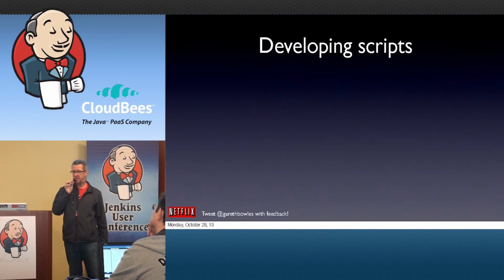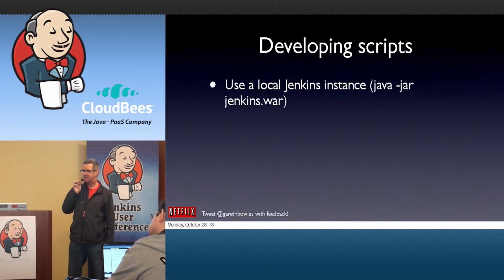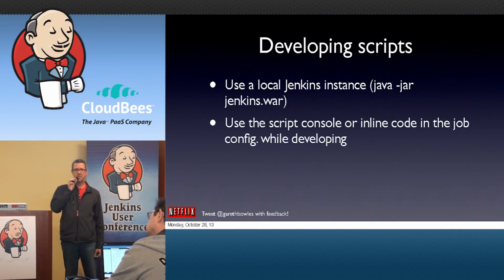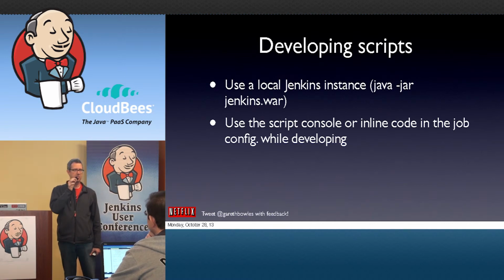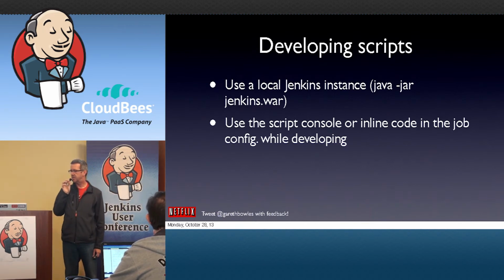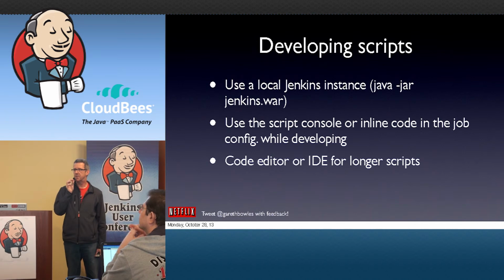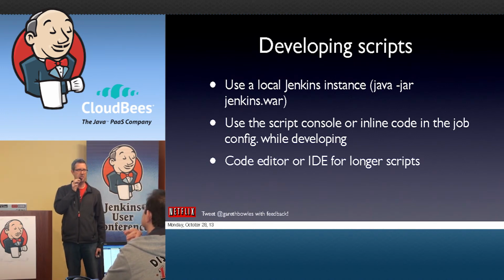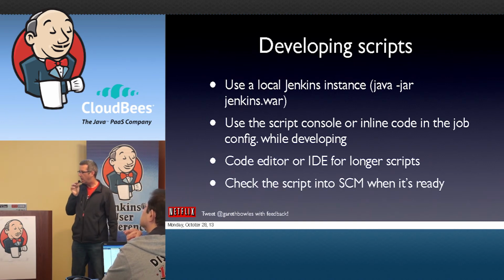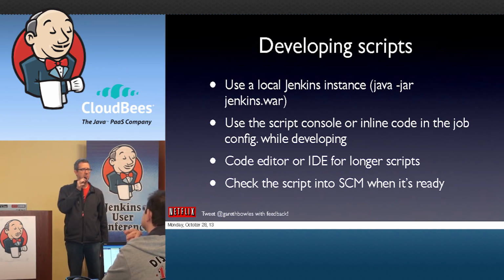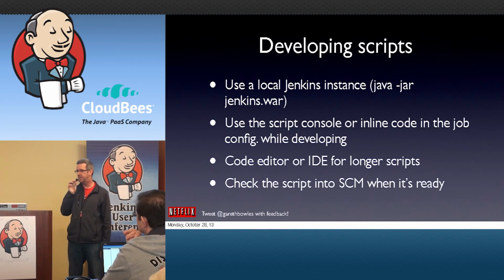A couple of tips for developing system Groovy scripts. As I mentioned just now, always use your local Jenkins instance to develop on. It's very easy to do that just by running the command there. And it's also very easy to set up some dummy jobs and slaves that you can load up just from files or with a couple of easy CLI commands. For small scripts, you can usually get away with using the script console or just putting the code inline in the job configuration. For larger scripts, I much prefer to use a code editor or an IDE that gives you code completion and syntax checking. It's really easy to miss out a brace or something if you just type the Groovy directly into the job config. And another tip that I like to use is always make sure that your script is in source control when you're done with it, so that you can track changes to it and it's backed up outside of Jenkins.